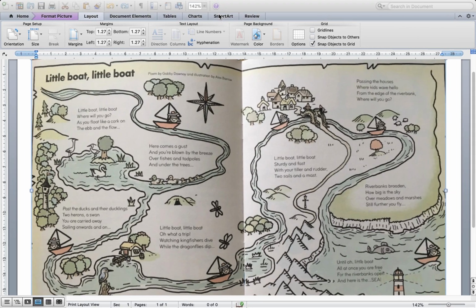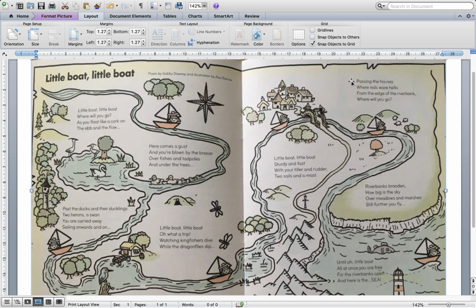I'm just going to go to a slightly larger copy again. So there's a very obvious clue on here in a drawing. Can you find the houses in the illustration? So yes, the houses are here. I'm going to look in the verses around here. I'm going to start skimming for the word houses. There you go. Passing the houses where kids wave hello from the edge of the riverbank.